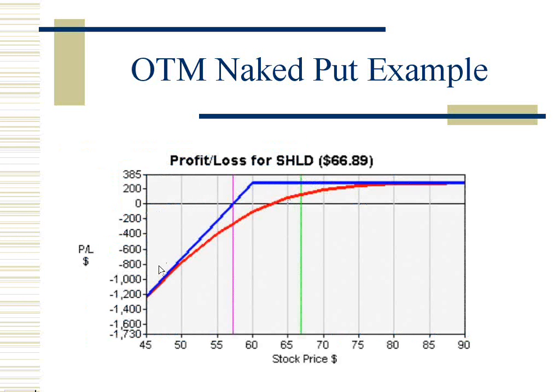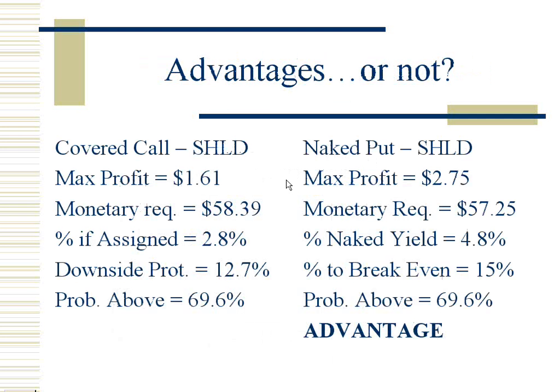Okay, so very similar. We just saw the risk-reward profile. Here it is again. Our maximum profit is $2.75. We sold the out-of-the-money 60-strike naked put. How is that in comparison to our initial in-the-money covered call for Sears Holding? Well, for Sears Holding, is there an advantage or not? Well, the covered call gave us a max profit of $1.61. The parity trade of the 60-strike out-of-the-money naked put was $2.75.